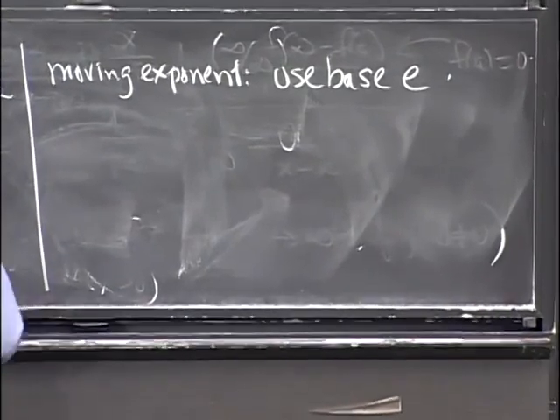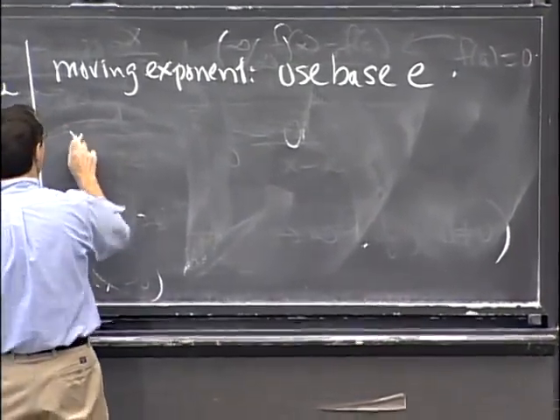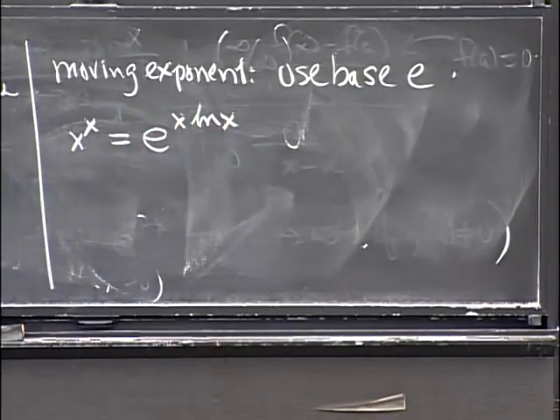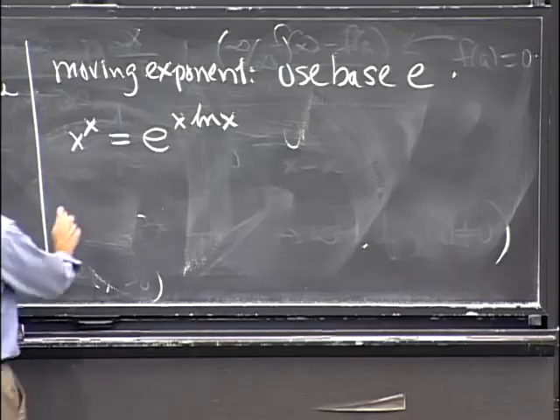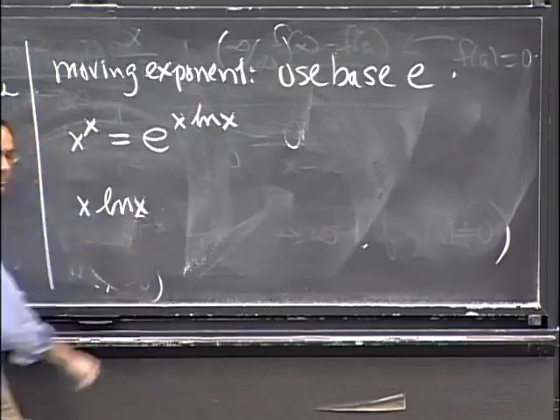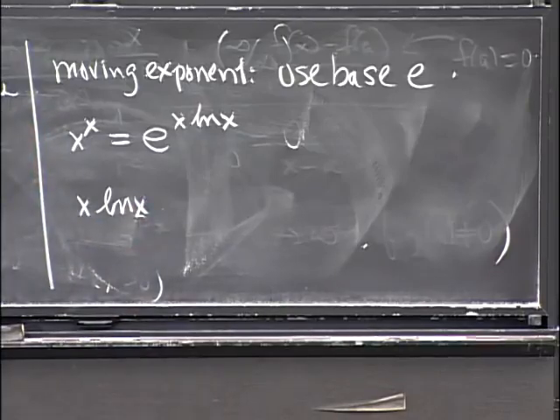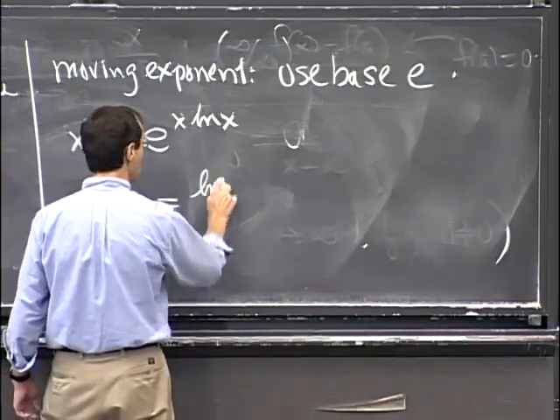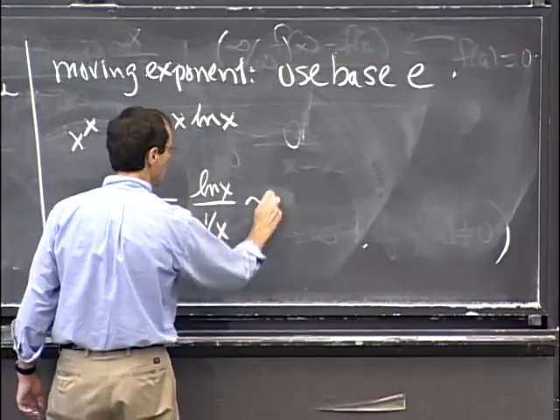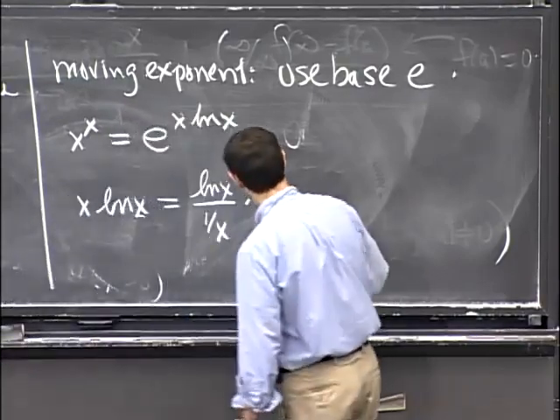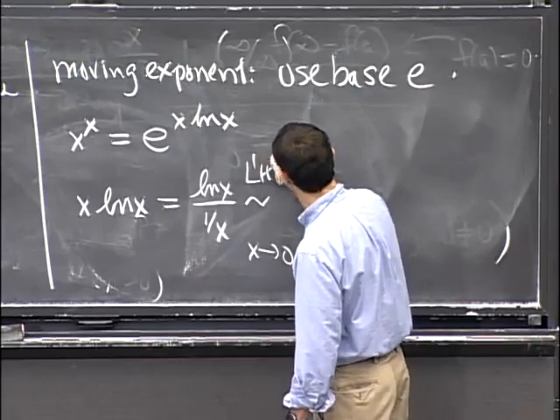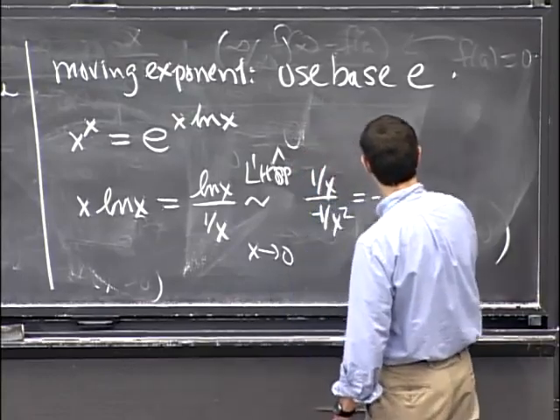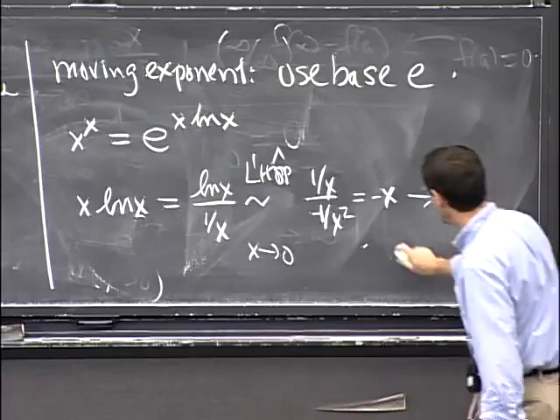That's the good base to use whenever you have a moving exponent. And so we rewrite this as x to the x is equal to e to the x log x. And now in order to figure out what's happening, we really only have to know what's going on with the exponent. Remember, we already did this, but I'm going to do it once more for you. This is log x over 1 over x, and that's equivalent, as x goes to 0, using L'Hopital's rule, to 1 over x over minus 1 over x squared, which is minus x, which goes to 0 as x goes to 0.